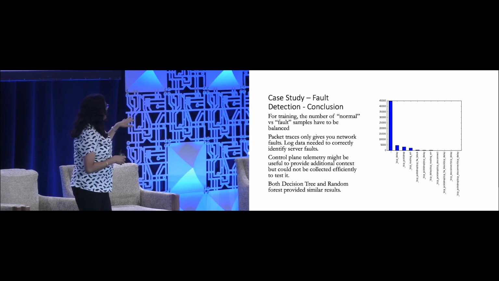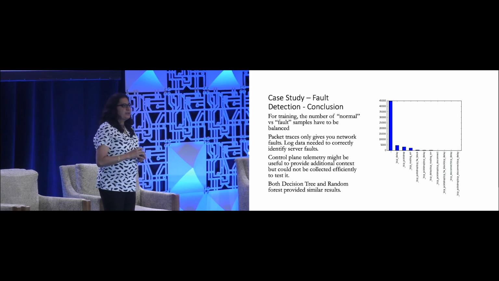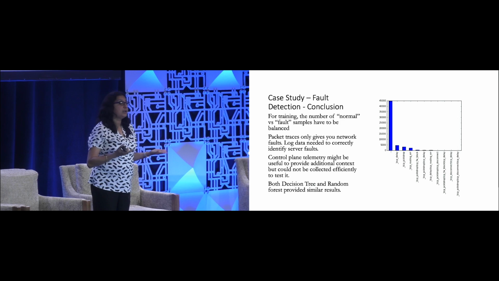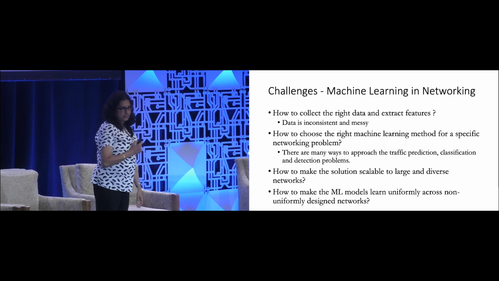The other thing that we were trying, again, I said the control plane telemetry. There's a lot of hype with streaming telemetry and everybody is doing it, but we weren't able to get any useful data to actually test. That's one of the things that we are working on, to see if we can get something to test that would actually help in some way. There was no real difference between the decision tree and the random forest in this one.